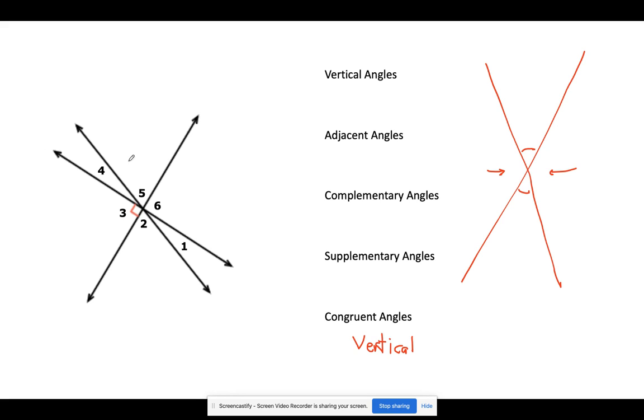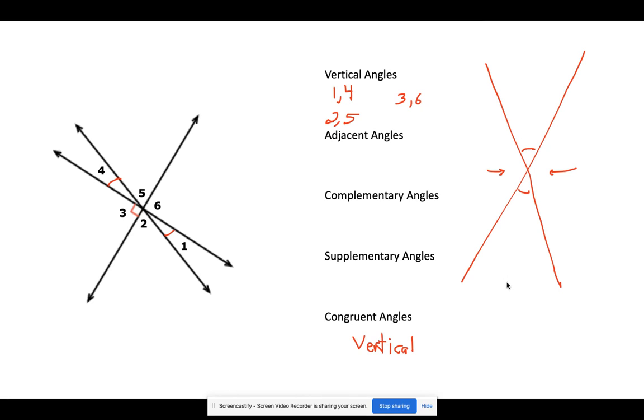So if I look over here in this figure, we have these six angles, angle 1, 2, 3, 4, 5, and 6. 1 and 4 would be considered a pair of vertical angles. This one here and this one here. Another pair of vertical angles would be 2 and 5. This one here and this one here. The other pair of vertical angles would be 3 and 6. So there are three pairs of vertical angles in that figure.